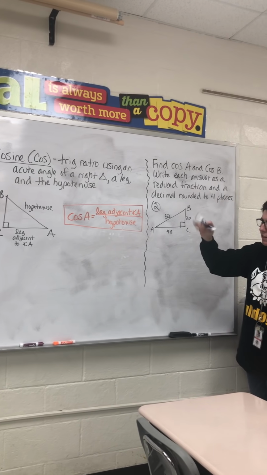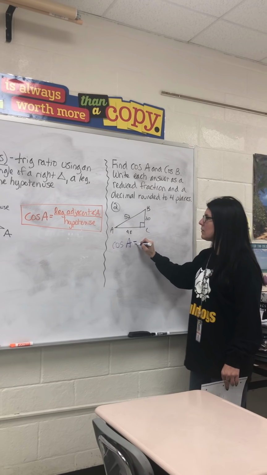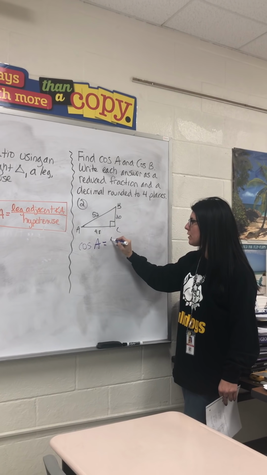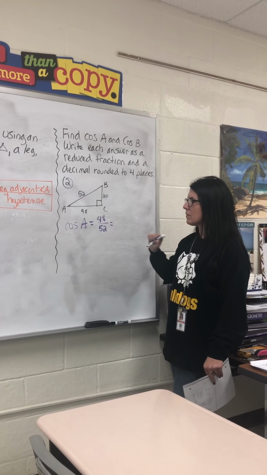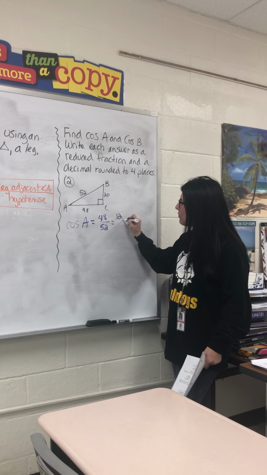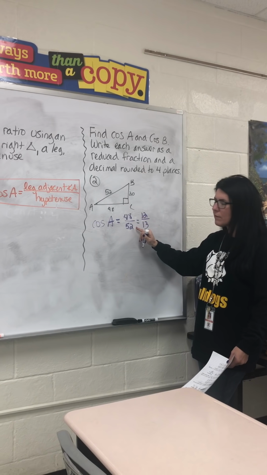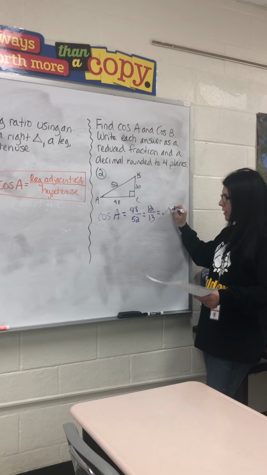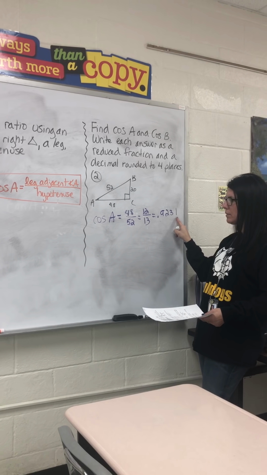Very similar to what I did with the last example, we're going to find the cosine of angle A. So cosine of angle A is the leg adjacent. This is the leg that's adjacent, 48. The hypotenuse is 52. And we need to reduce that, so if we divide the top and the bottom by 2, we end up with 12/13. This is my reduced fraction. When you put this in your calculator, 48 divided by 52, or even 12 divided by 13, your rounded decimal is 0.9231. Be careful with your rounding, 4 decimal places.